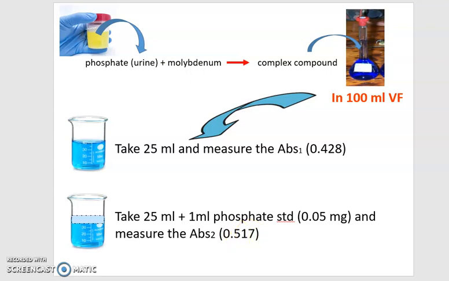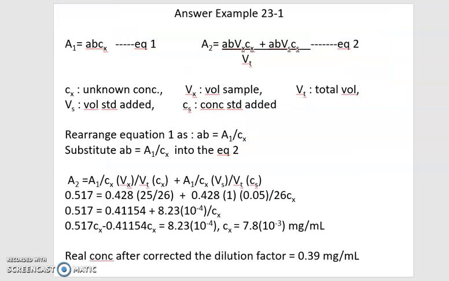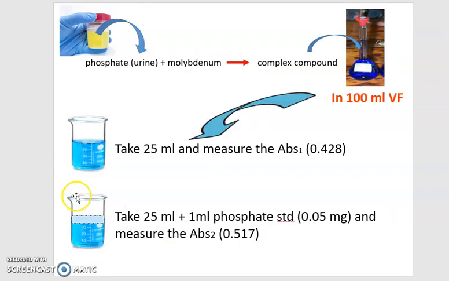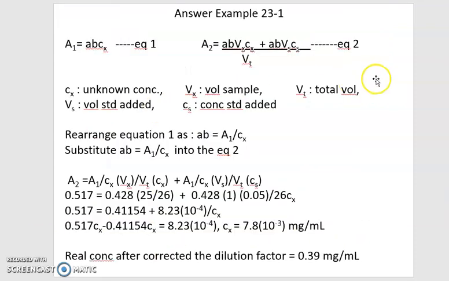Okay, how? This first one only consists of sample solution, and for this sample solution we can express the Beer's law using equation 1. While for the sample added with standard, the expression is represented by equation 2.